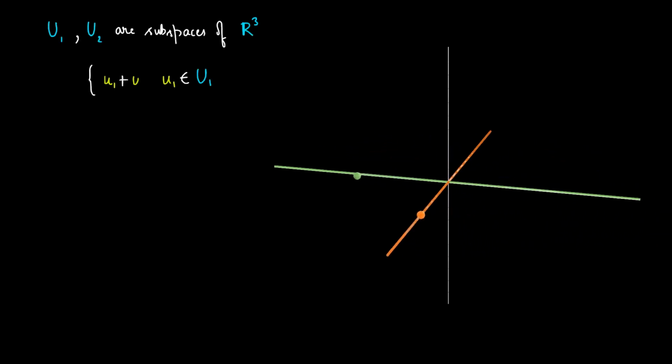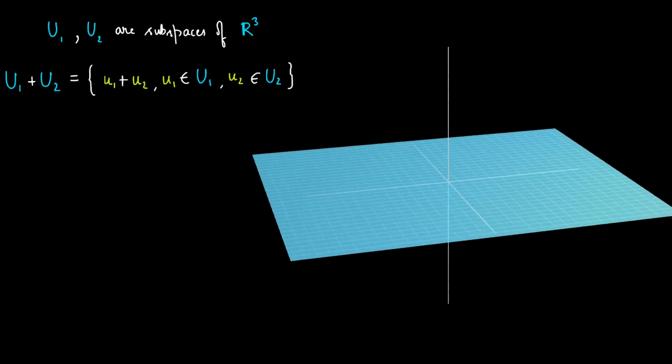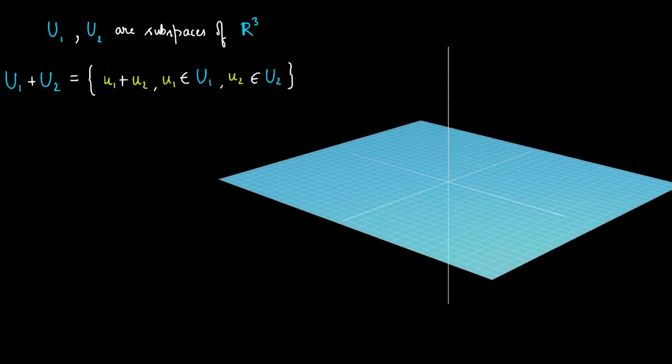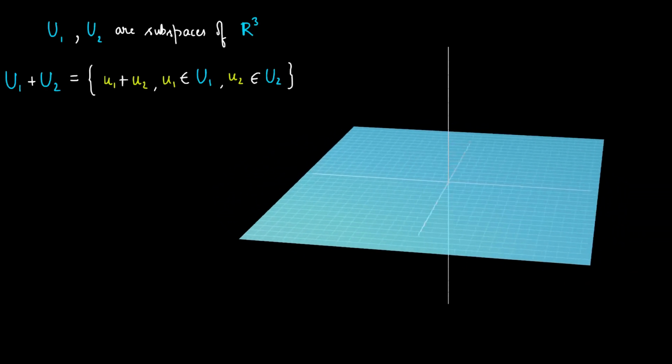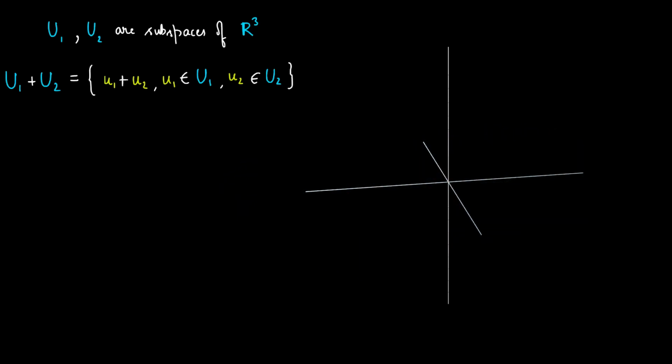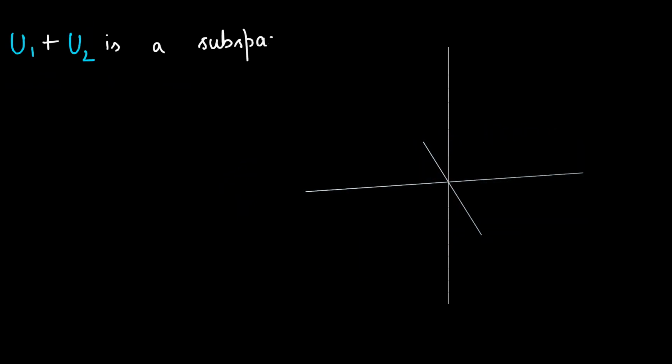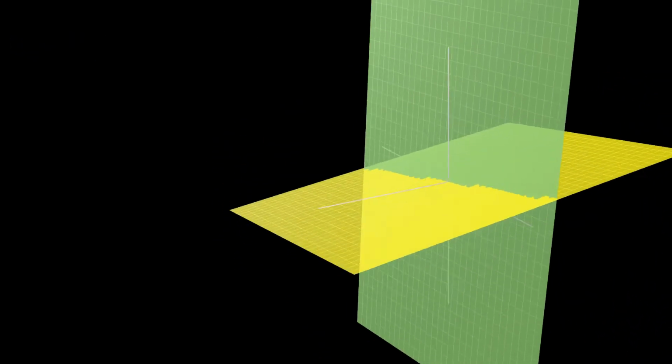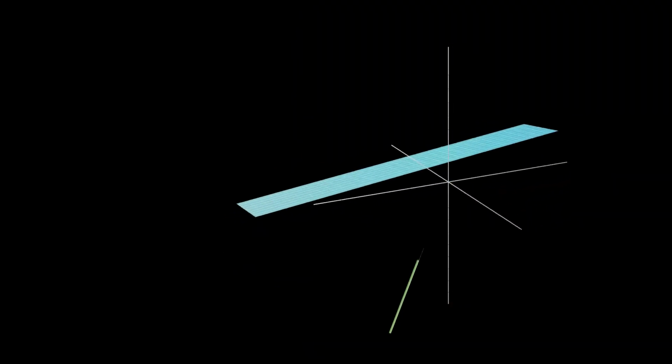Now consider 2 subspaces U1 and U2 of R3. Build a set by taking 1 point from U1 and 1 from U2 and adding them. This will lead to this plane. We call this set the sum of subspaces U1 and U2. Sum of the subspaces is also a subspace of R3. The sum of these 2 subspaces is R3. The sum of these 2 subspaces is also R3.